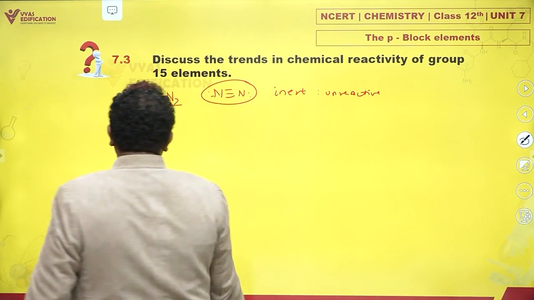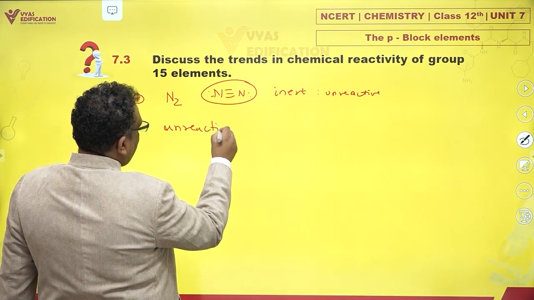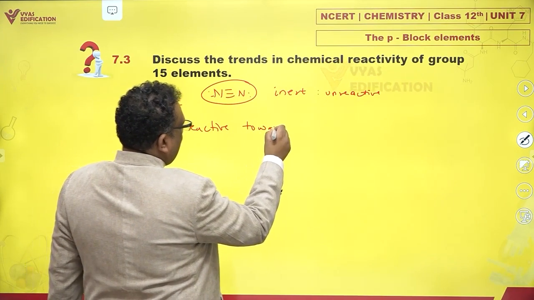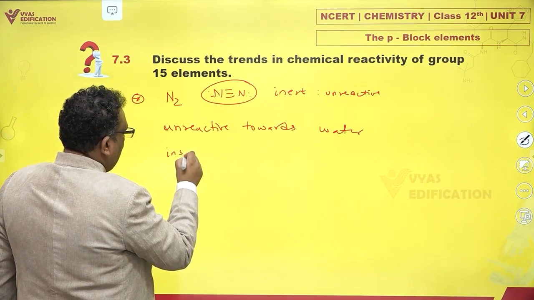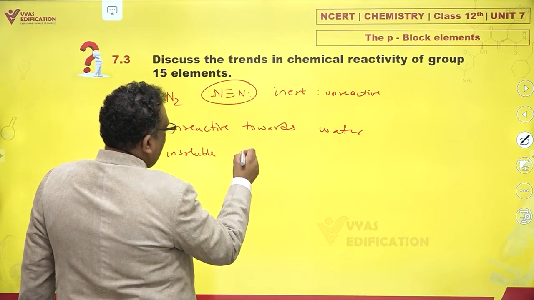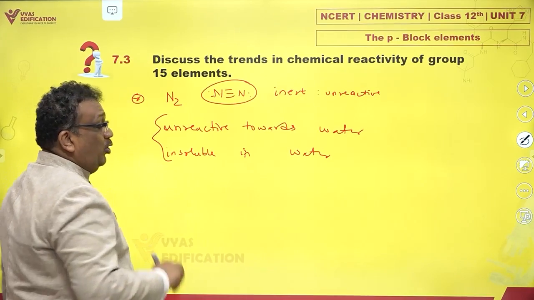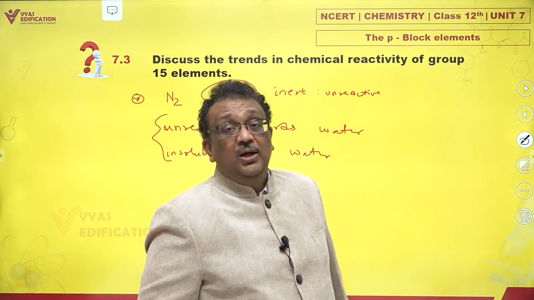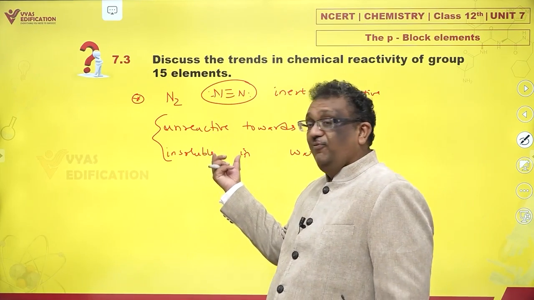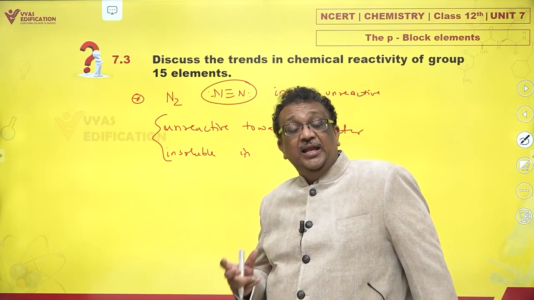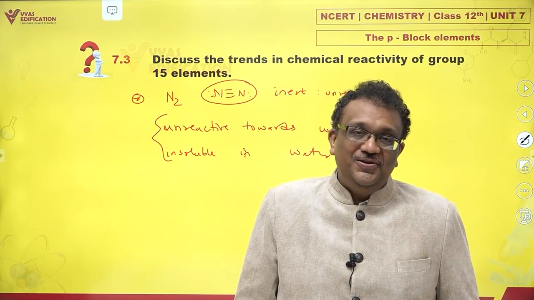So the full family is unreactive towards water, and they're also insoluble in water. I repeat, I'm not talking about any compound, I'm talking about elements. Nitrogen, phosphorus (P4), arsenic, antimony, bismuth, in elemental state, they are totally unreactive towards water.